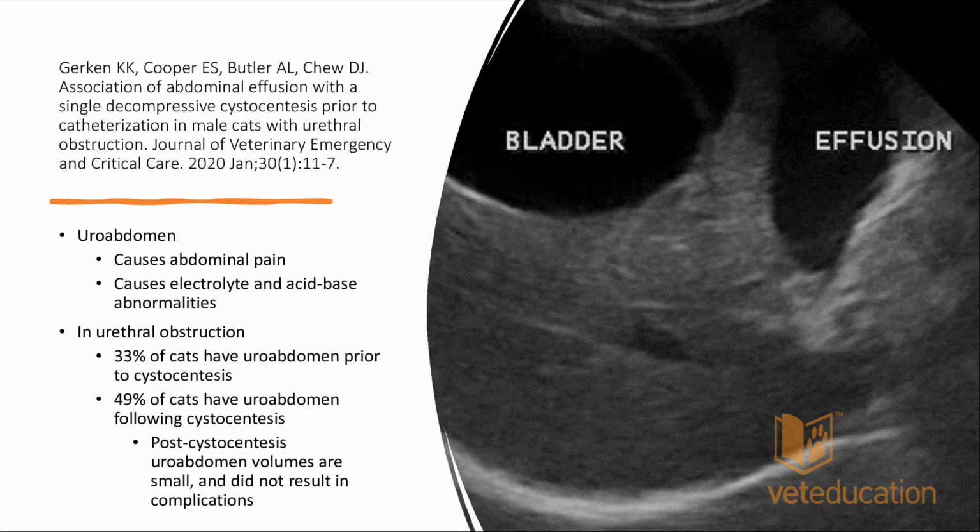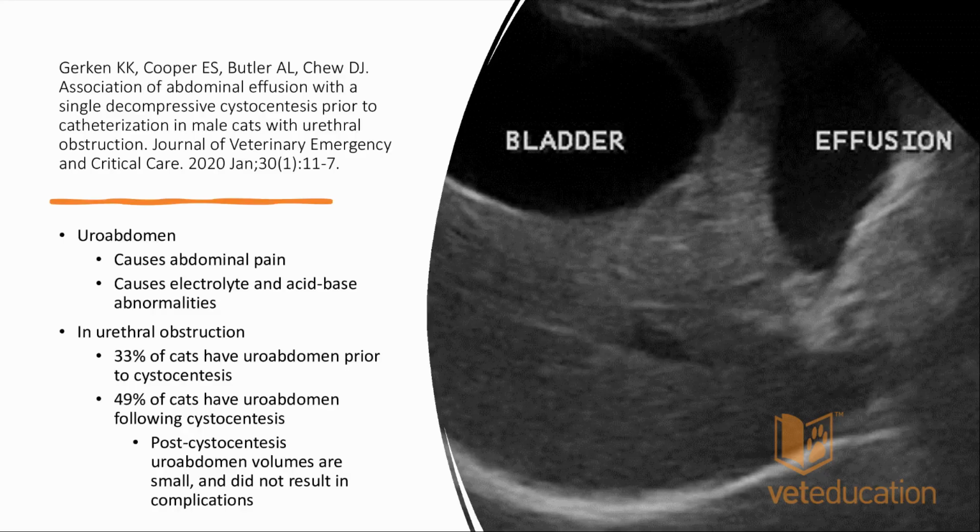But in this study, what they found was that 33% of cats had a uroabdomen prior to performing cystocentesis, and that 49% of them had a uroabdomen following cystocentesis. So what they did find was that, yes, we did cause a small uroabdomen by performing cystocentesis before urethral obstruction in these cats. However, post-cystocentesis uroabdomen volumes were pretty small and they did not appear to result in complications like significant electrolyte or acid-base abnormalities.